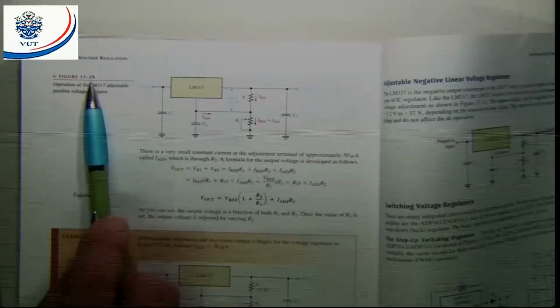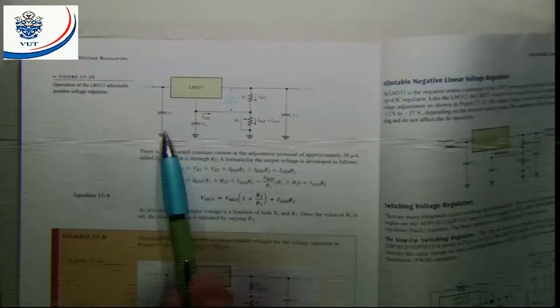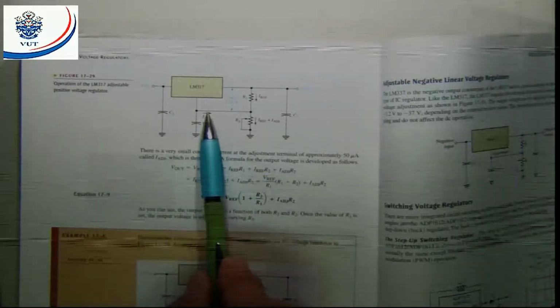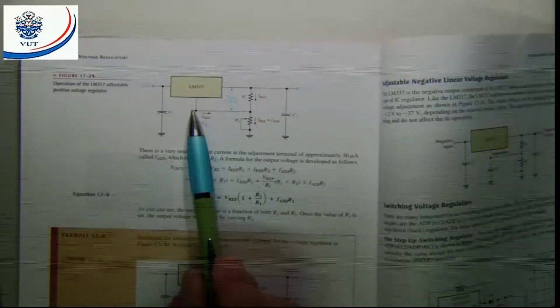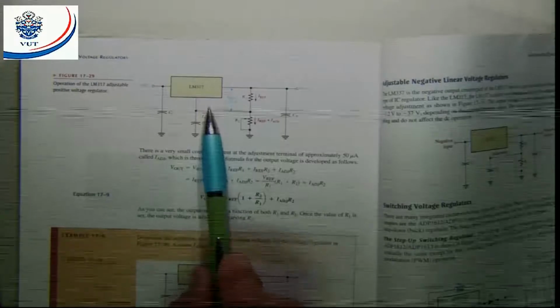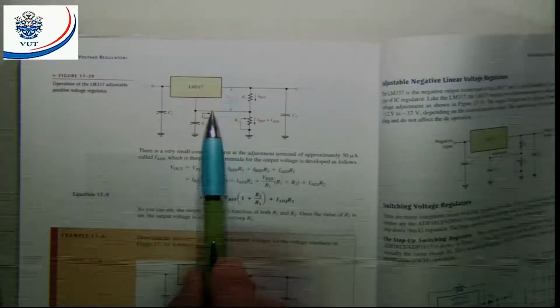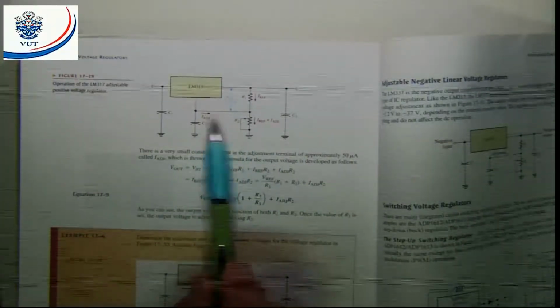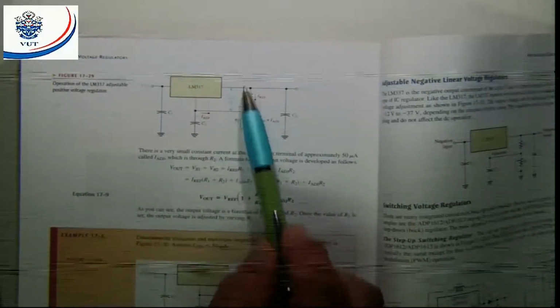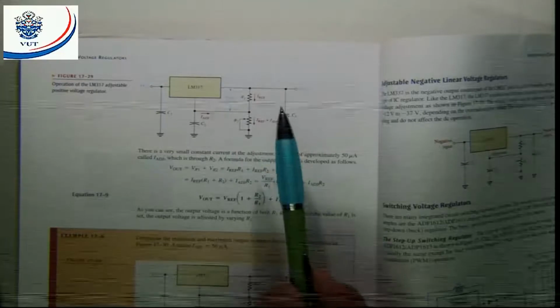If you look at this circuit diagram, figure 17.29, you will find there's my adjustable terminal. We will have an adjustment terminal current of around about 50 microamps. That means the current that's going to flow there, I adjust, is around about 50 microamps. Again, I repeat, the reference voltage is 1.25 volts.